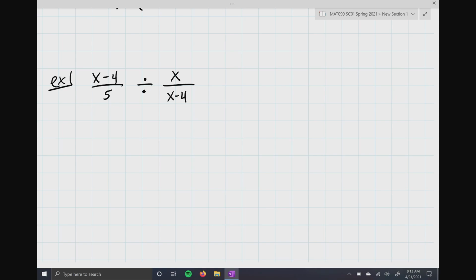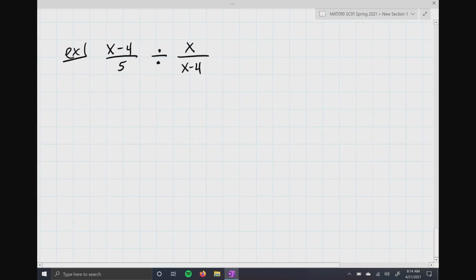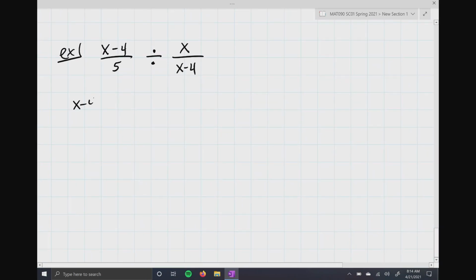Now this one, don't force it. This is just a completely... Do you know what you're doing? That's what this question really is designed for. So step 1, let's rewrite. I keep the first fraction, and I'm going to multiply by the reciprocal of the second fraction.